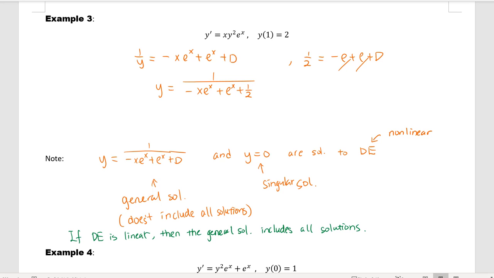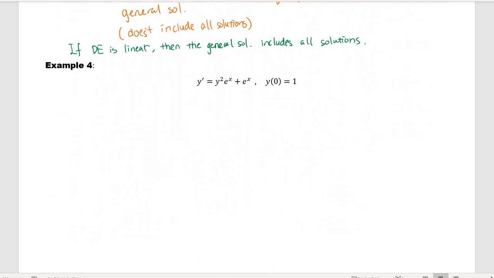Alright, let's do more examples. Example 4, look at the following. Alright, y prime equals y squared e to the x plus e to the x. Well, this is a sum. This is not a product. But the first thing you think, is it possible to express this guy as a product of a function of x and a function of y? Well, in this case, yes, you can factor out e to the x, then we have y squared plus 1.